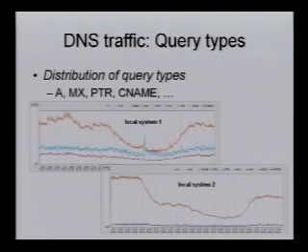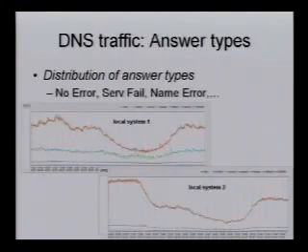This slide shows the query types submenu of DNS traffic. These two graphs show the distribution of query types: type A, MX, PTR, etc. You can see there are abnormal users in local system 1 who generate a huge amount of PTR queries. In a normal case, the ratio of type A query is very high.